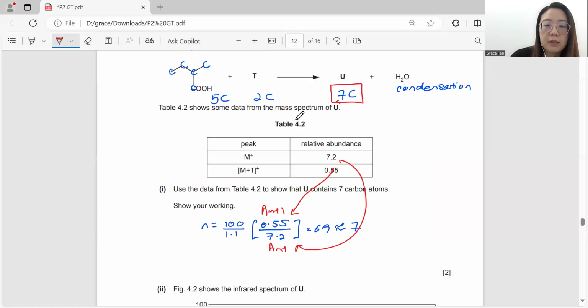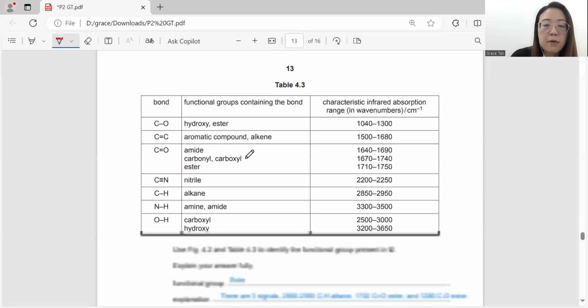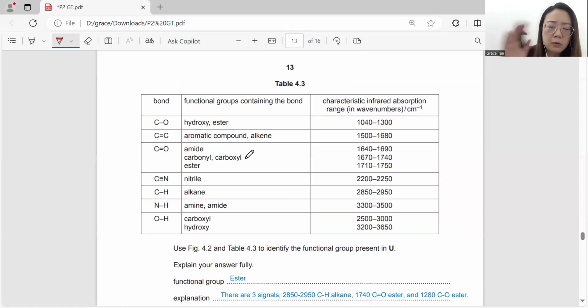Your 7 carbon here. Okay. This is the infrared spectrum here, right? I circle all the signals I've been reading here. Now you can pause the video, or you can open another tab to look at the data booklet from 2022 to 2024.